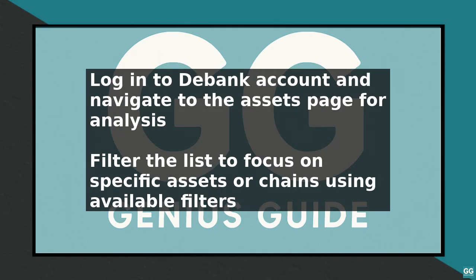Begin by filtering the list to focus on specific assets or chains, using the available filters such as asset type, chain, or value. Next, analyze the asset details, including the asset name, symbol, and current price. Debank also provides additional information such as the asset's market capitalization, trading volume, and price change over different time periods.